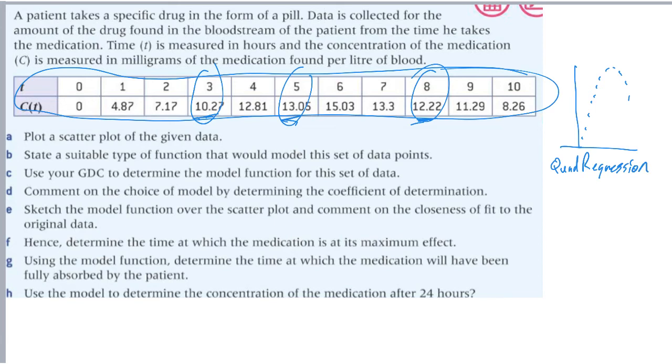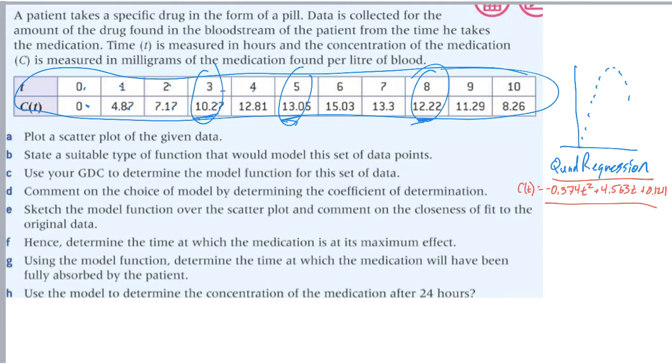Go ahead and put your x values in that first column and the y values in the second column. Once you've got all those in, you can go into your stat and do the quad regression, and hopefully you'll get something like this. C is the concentration. C of t is equal to negative 0.374, and I'm going to round it off, t squared plus 4.563t plus 0.1211.